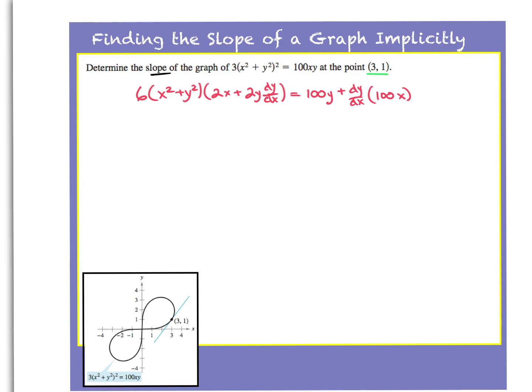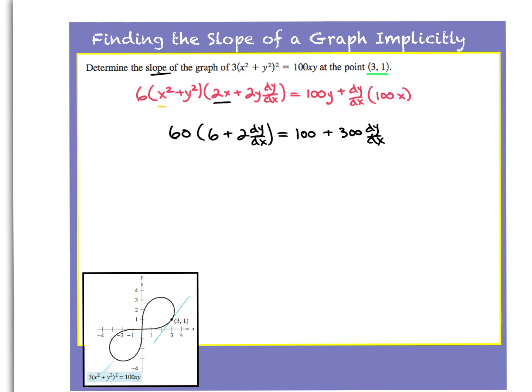All right, so we're going to substitute in. So 3 squared is 9. 9 plus 1 squared, which is 10. So 10 times 6 is 60. So now I have 60 times, I substitute in 3 there. I get 6 plus 2 dy/dx is equal to 100 and then plus 300 dy/dx. All right, and so now we need to solve for dy/dx.